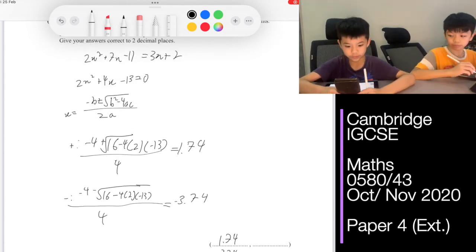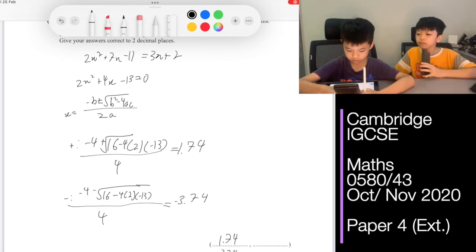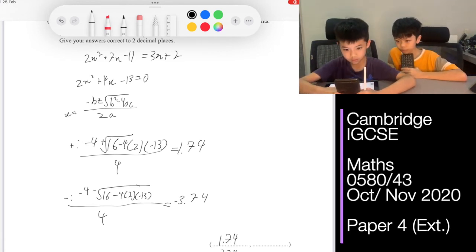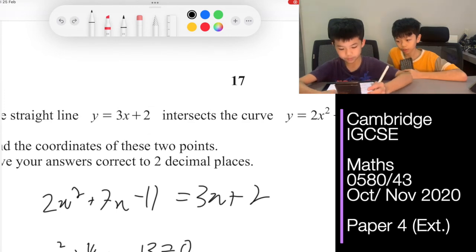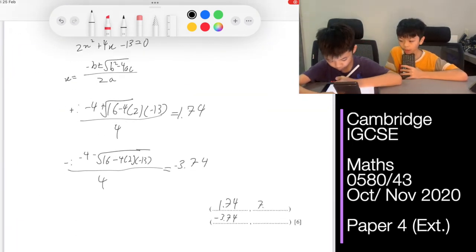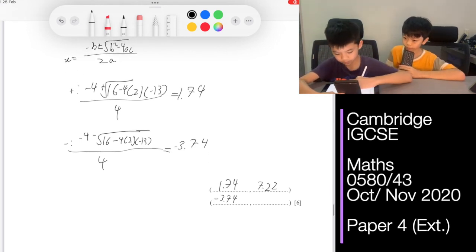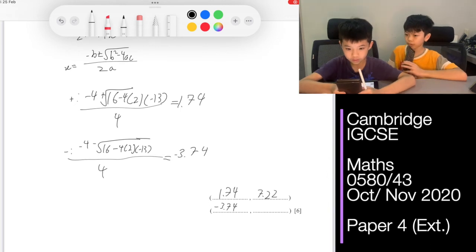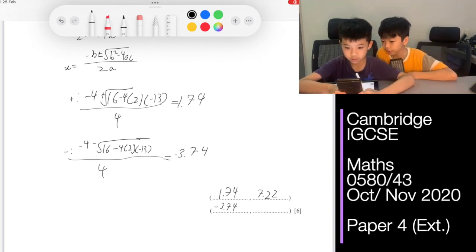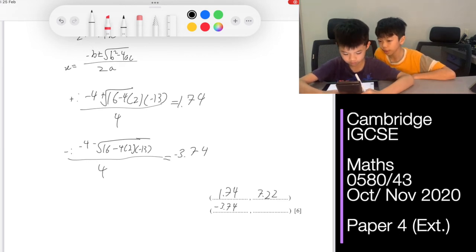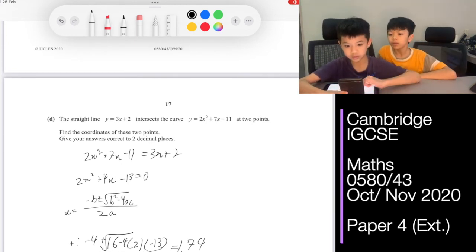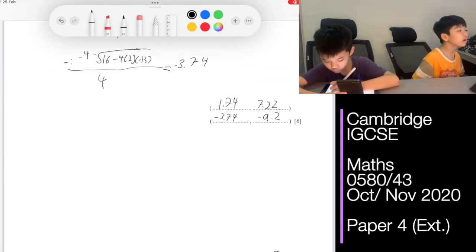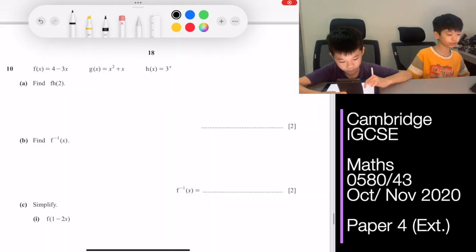Question 10a. No, I never found the line. So first we find the y value for the positive sign. We'll take this equation since it's easier: 3 times the answer plus 2, which is 7.22. And then for the other one, you have to do the same thing. Replace it, 3 times the answer plus 2, which is negative 9.22.